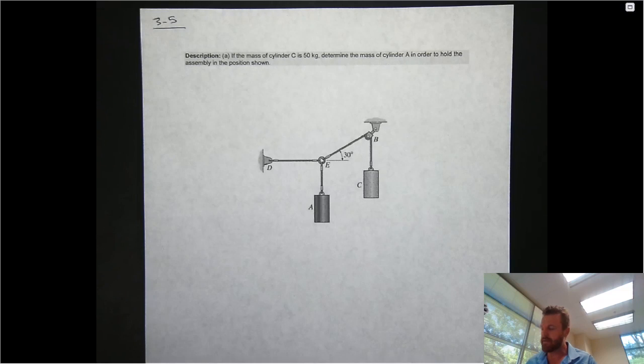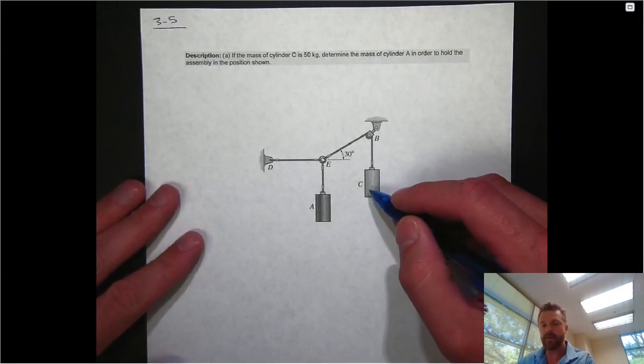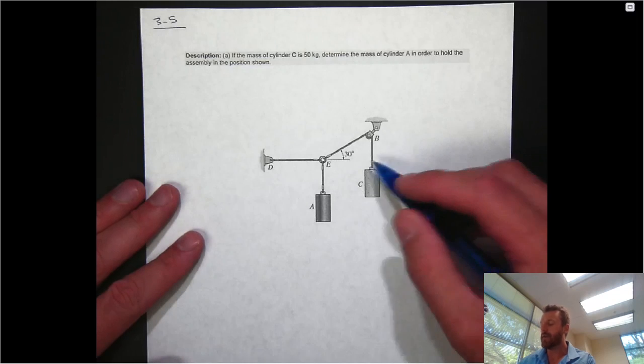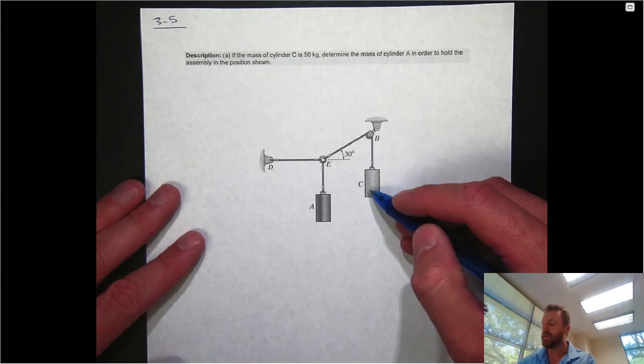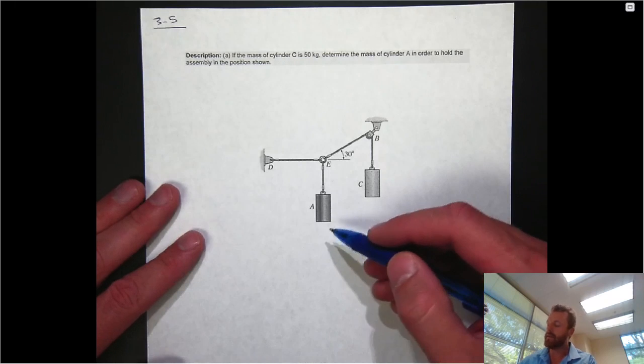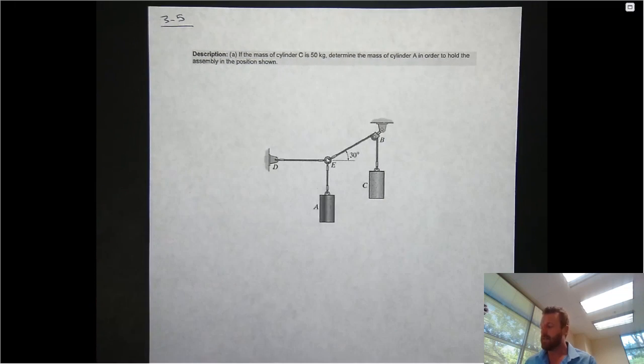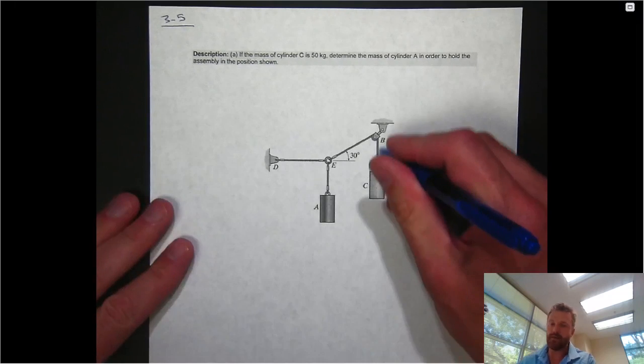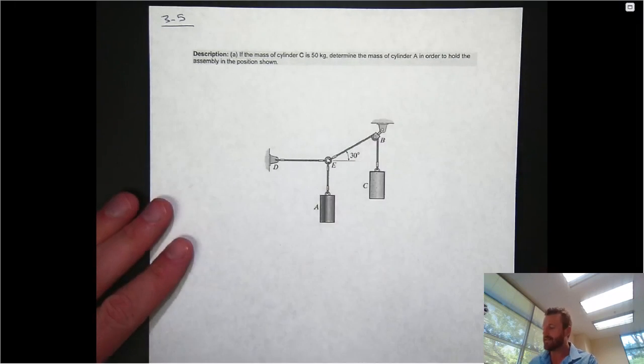So the first question you might ask yourself is, how could I ever relate the gravitational force associated with the mass of cylinder C to the gravitational force associated with the mass of cylinder A? And the key content that you need here, that we discussed at the beginning of chapter 3, was the fact that the tension in a cable passing over a pulley is constant throughout.